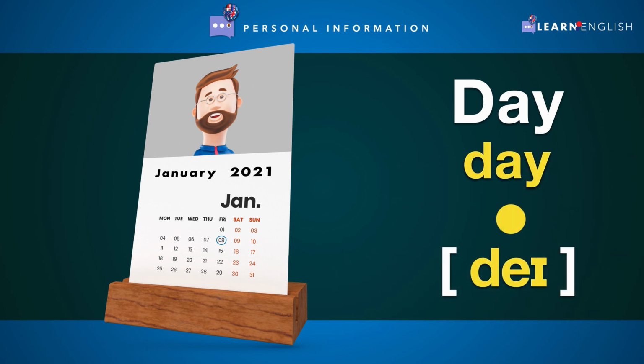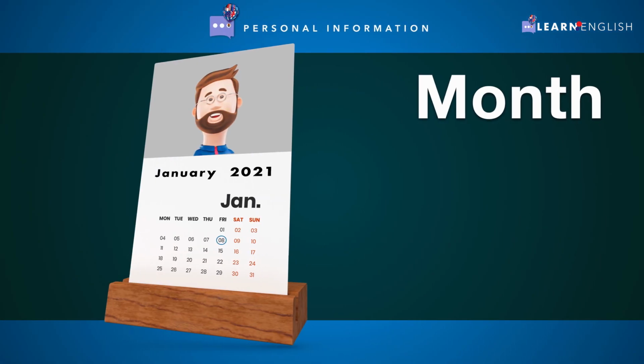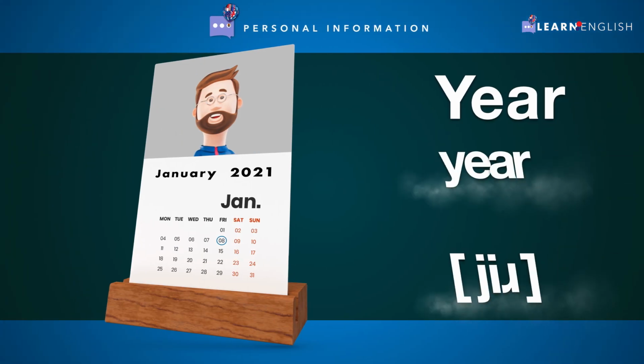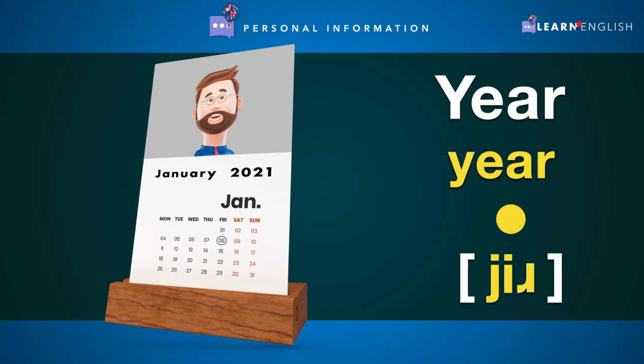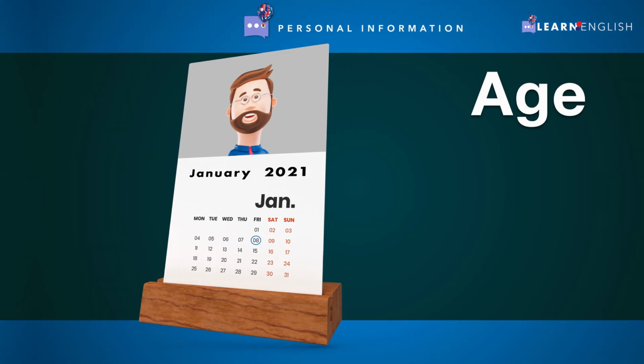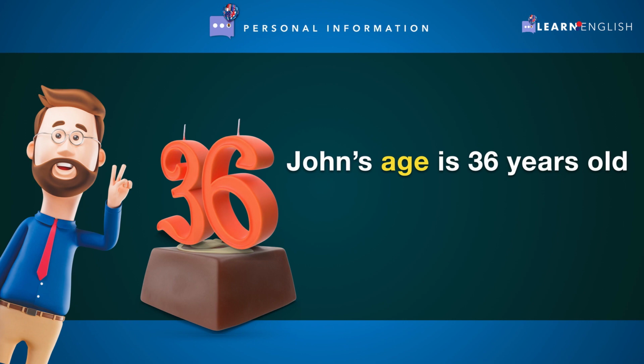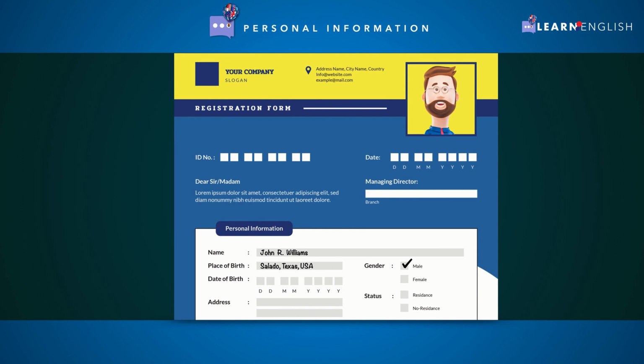Day. Month. Year. Age. John's age is 36 years old. Let's complete in our form. John's date of birth. The day is 08, the month 01, and the year 1985.